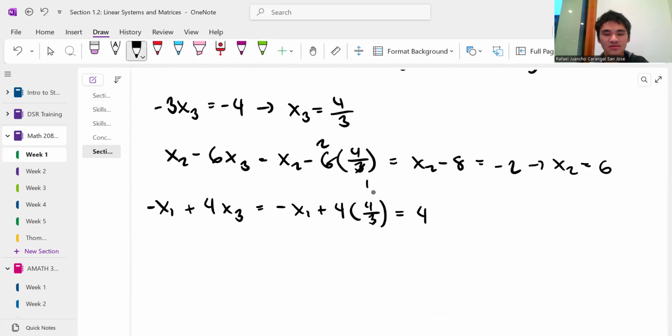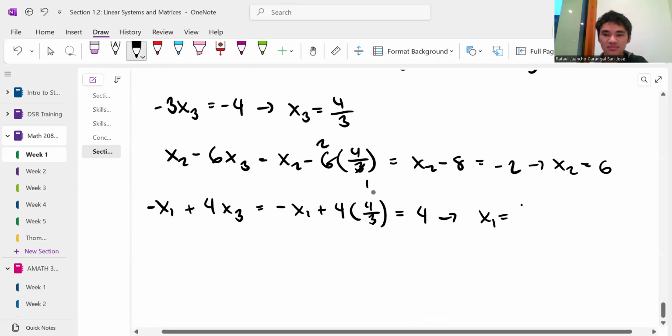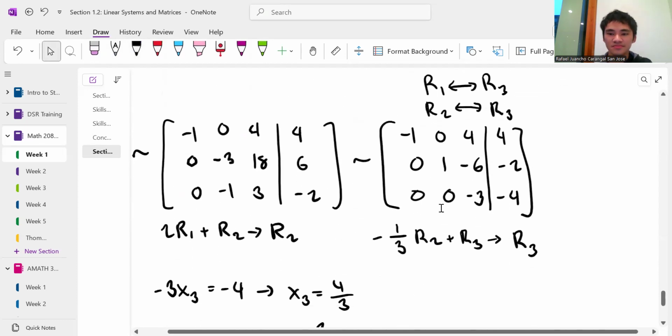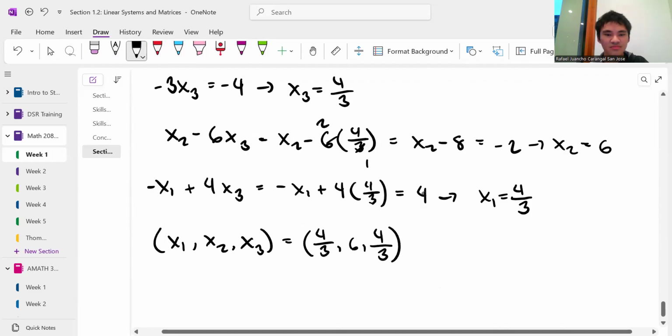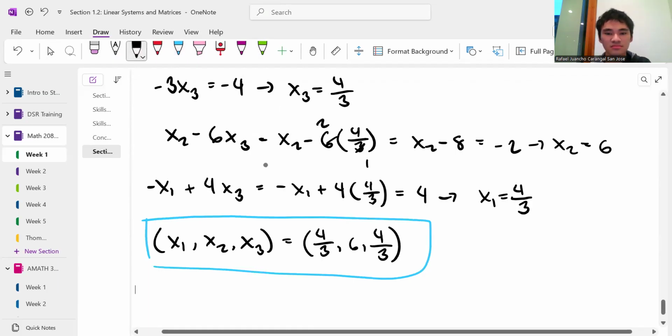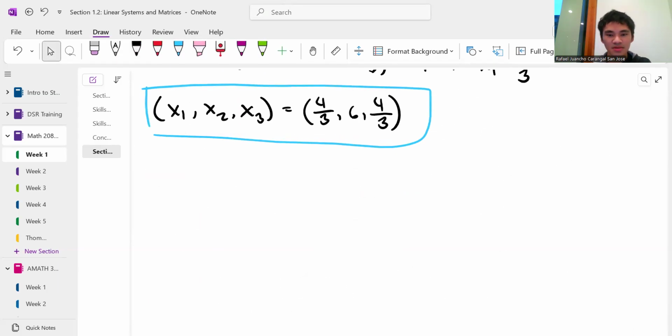This is 4. So we actually have 16 thirds. 4 minus 16 thirds. 16 thirds minus 4. I don't know. 3, 12, 4 thirds. So in this case, x sub 1 and x sub 3 are equal. So our solution is 4 thirds, 6, 4 thirds. Okay. There is, yeah, so there is one where there's general solutions, but we're not going to go through that yet.